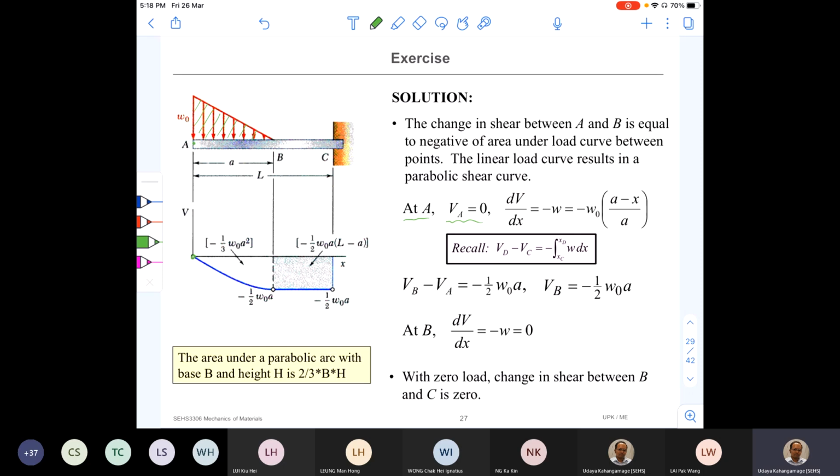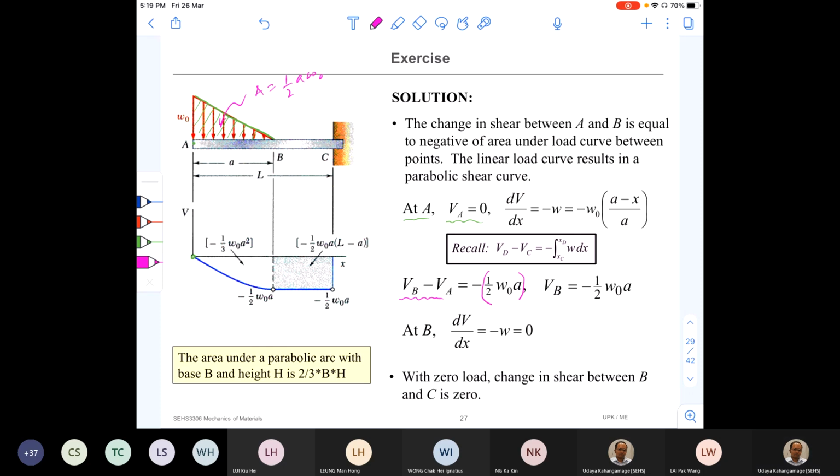So what is the area under this load curve? This is the curve, right? This is the curve, and area under this curve A is equal to half the base A into height W. Therefore, now we can write VB minus VA. VB minus VA is negative of the area under the load curve. So this is the area under the load curve, negative of it.